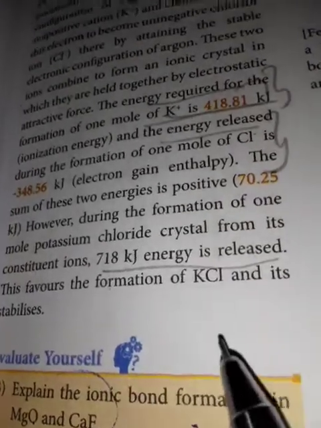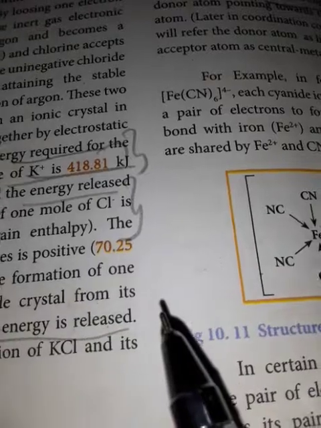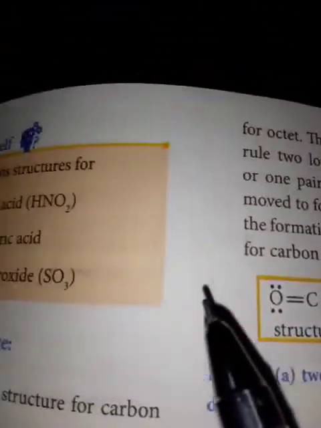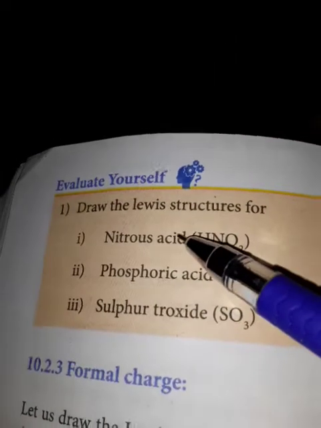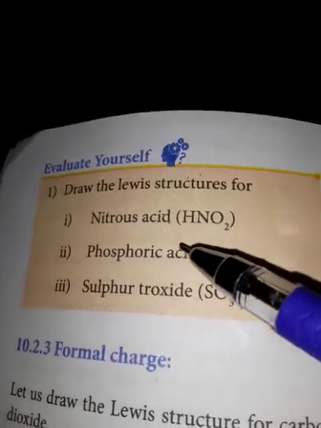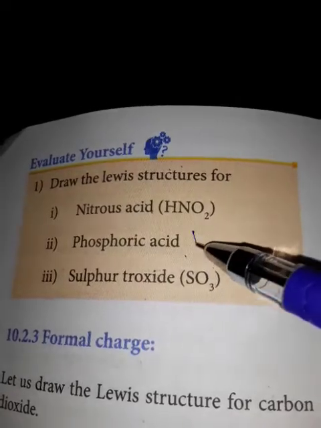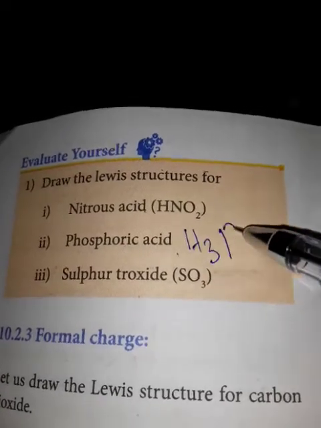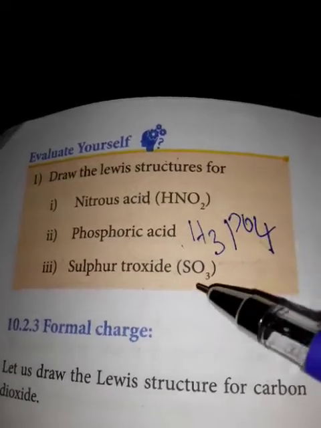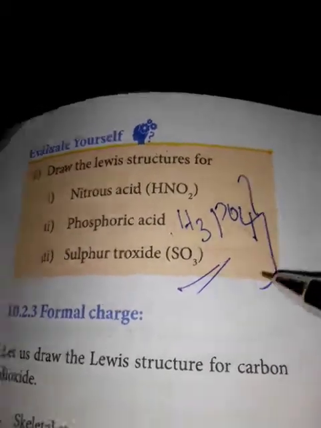Similarly, the Lewis dot structures, which are given on page number 72: Lewis structures for nitrous acid, phosphoric acid. Phosphoric acid means the formula H3PO4. Write for this. Sulfur trioxide, write for this. Send to my personal number.